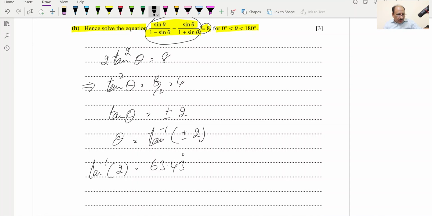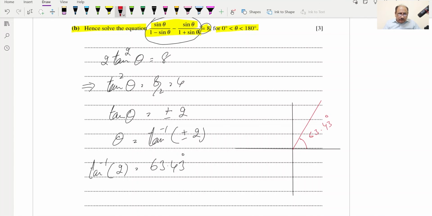So we can write 63.43 degrees. And now we can check the quadrant, and if we check the quadrant, it will be like this one. So 63.43 will be like over here. So our angle will be 63.43 degrees, and this will be over here, this one.